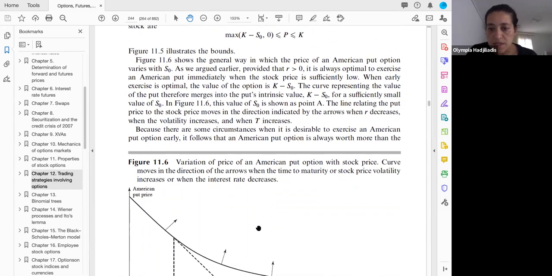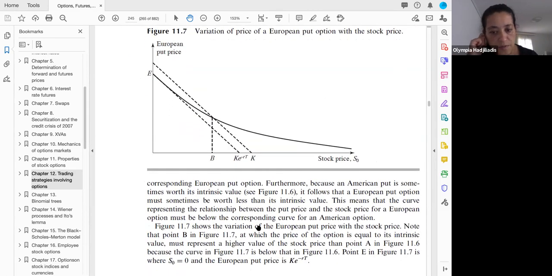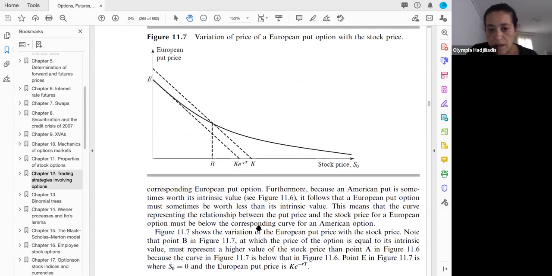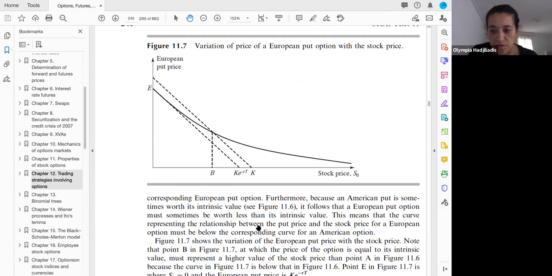Because there are some circumstances when it is desirable to exercise an American put option early, it follows that an American put option is always worth more than the corresponding European put option. Furthermore, because an American put is sometimes worth its intrinsic value, it follows that the European put option must sometimes be worth less than its intrinsic value. This means that the curve representing the relationship between the put price and the stock price for a European option must be below the corresponding curve for an American option, as we can see.